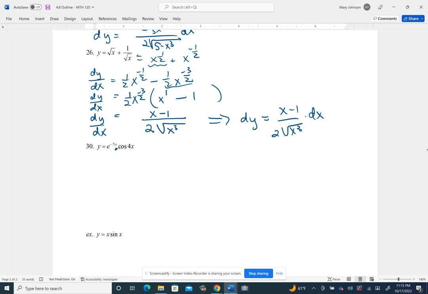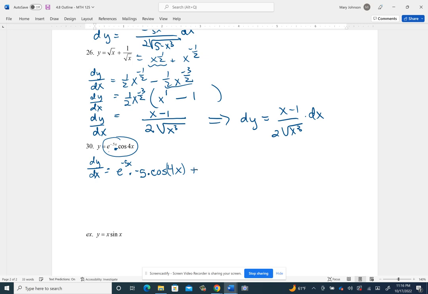All right, so on number 30, I start off by doing the derivative with respect to x on both sides. This right here involves the product rule. So I'm going to do the derivative of the first function, so it'd be e to the negative 5x times the derivative of negative 5x, times the cosine 4x as is. Remember that's all part of the cosine there.